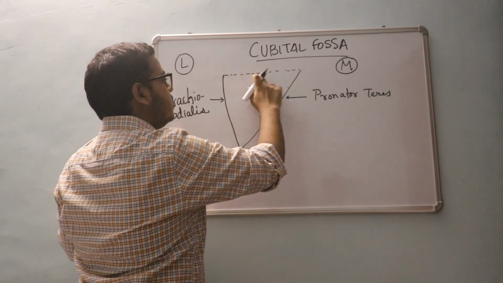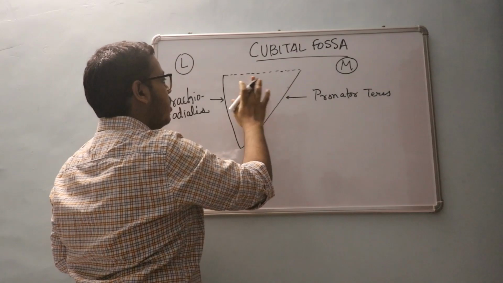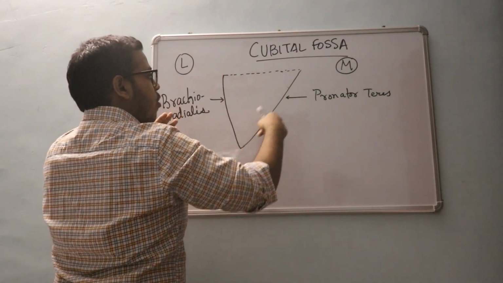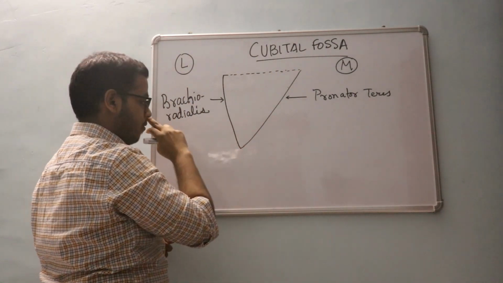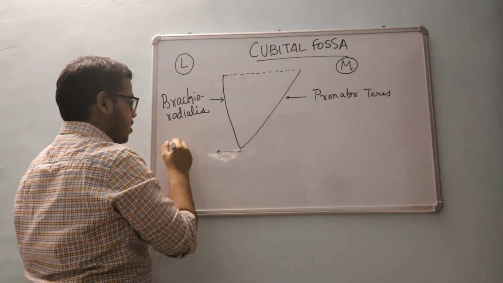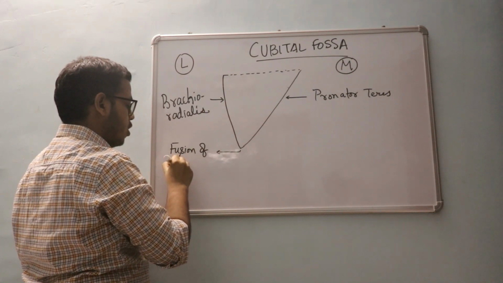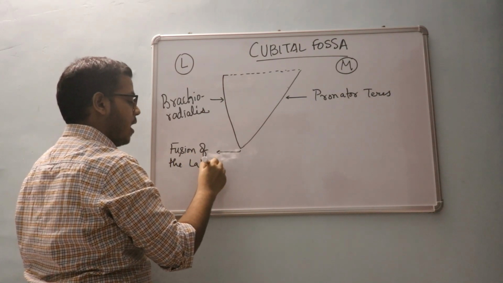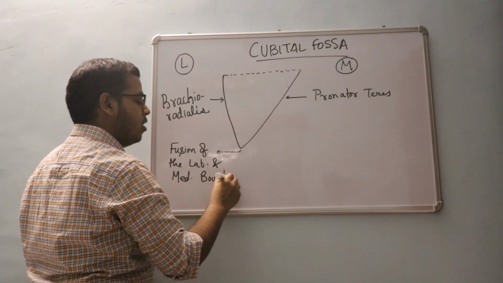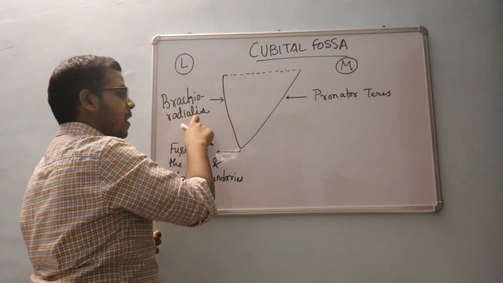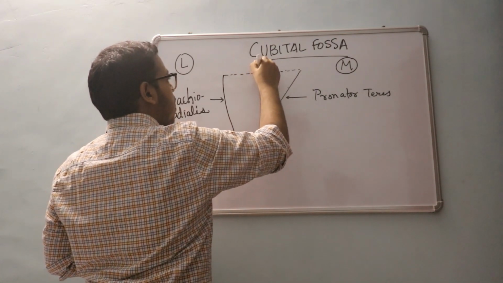Now what is this? This is the base of the cubital fossa, the third boundary. It is known as the base because obviously it is the base of this triangular fossa, and this is the apex of the triangular fossa. The apex is nothing but it is formed by the fusion of the lateral and medial boundaries, which I have already told is the brachioradialis and the pronator teres muscle. But this is the base.